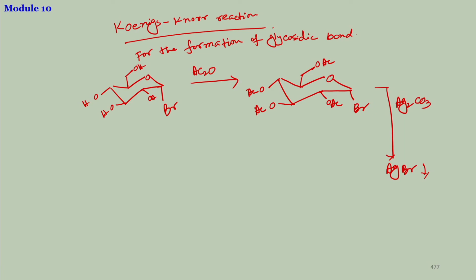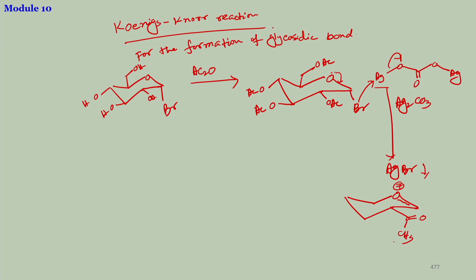I'll show you the structure in a structural orientation. This is the structure of Ag2CO3. Br minus goes there, and this will become a kind of a minus. Since the Br minus is getting out, this will create a positive charge on this carbon, that will be to some extent compensated by the lone pair of oxygen, and you will form this complex. OAc, OAc, OAc.